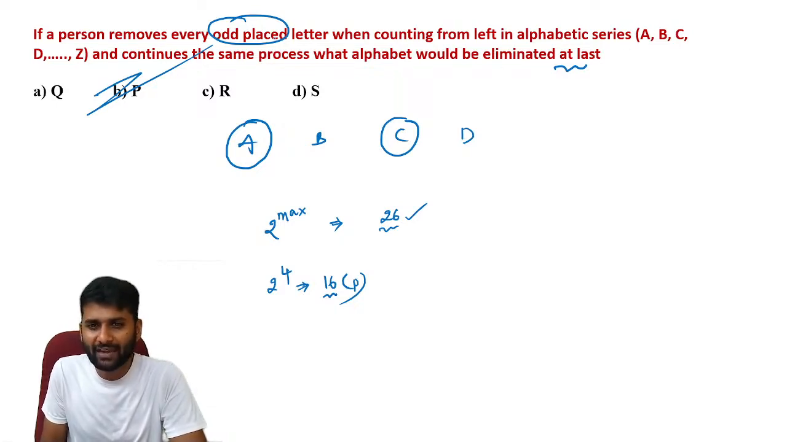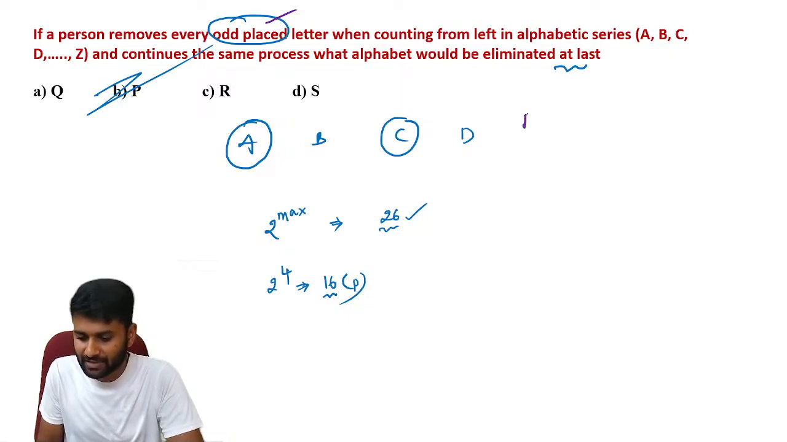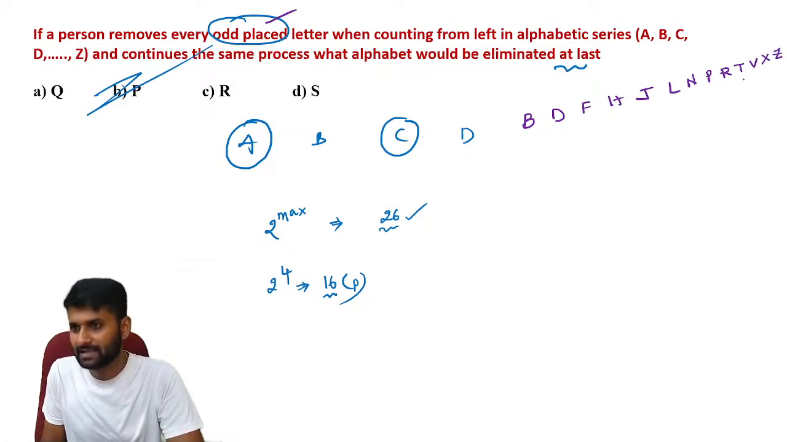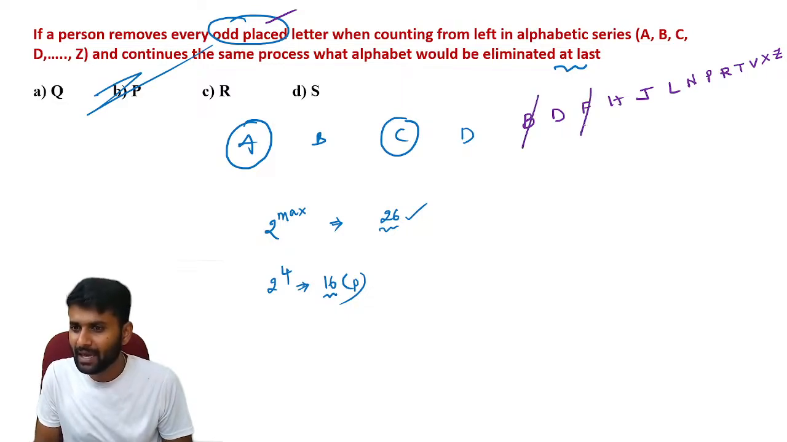We are removing every odd placed letter. Odd placed letter means finally we are left with P, T, F, H, J, L, N, P, R, T, V, X, J. So all the even places are available. Again remove P, F, J, N. Again remove R, V, J.